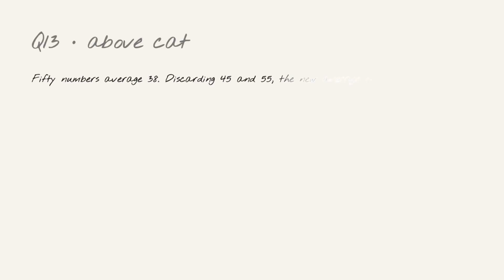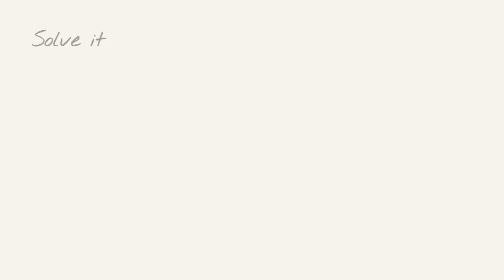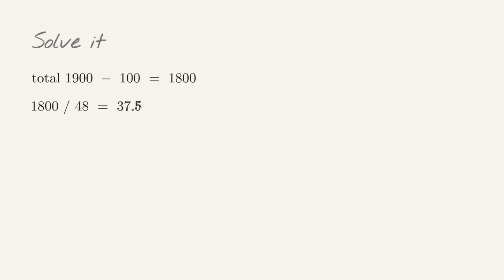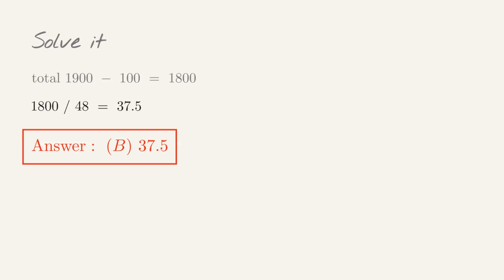Try this. Subtract the discarded values from the total. Pause it, give it a real attempt, then I'll walk through it. 50 at 38 is 1900. Removing 45 and 55 drops it by 100 to 1800. Over 48 numbers is 37.5.